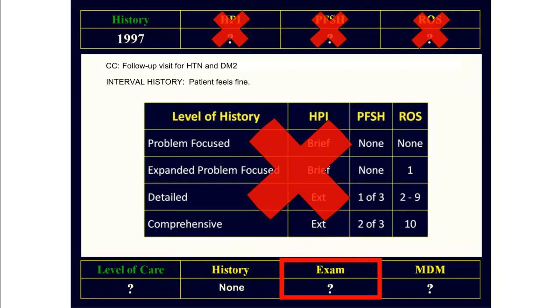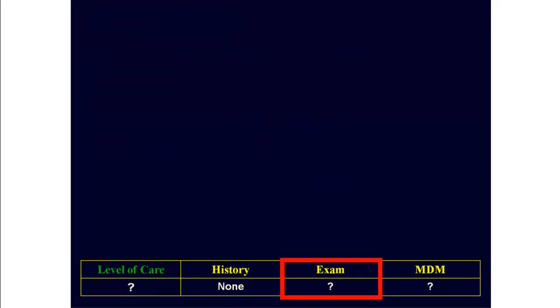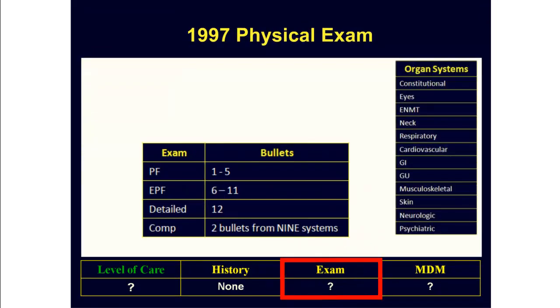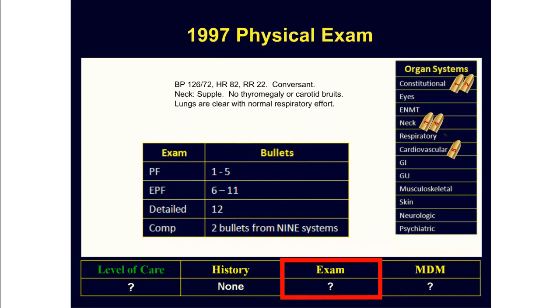The next step is to check the physical exam. Looking at the physical exam and using the 97 rules, remember the exam is based on the number of bullets recorded from the various organ systems. Here we get 1 bullet for documenting 3 vital signs, and 1 for describing the patient's general appearance, 1 for examining the neck, 1 for checking the thyroid, and 1 for listening for carotid bruits, 1 for listening to the lungs, and 1 for assessing respiratory effort, 1 for listening to the heart, 1 for palpating the PMI, and 1 for checking the lower extremities for edema.